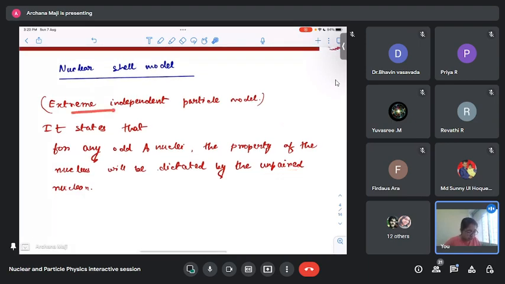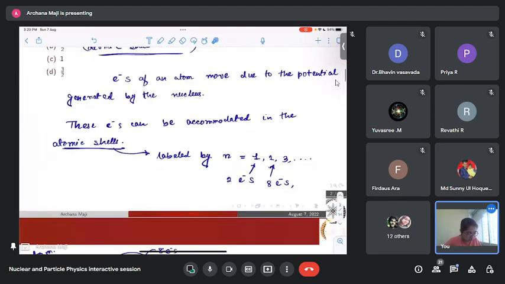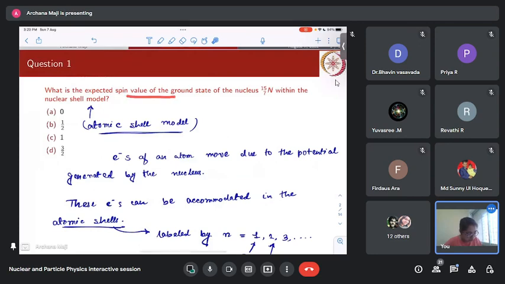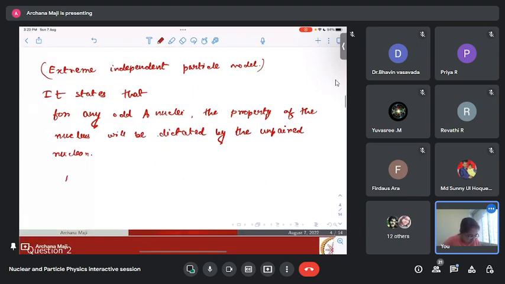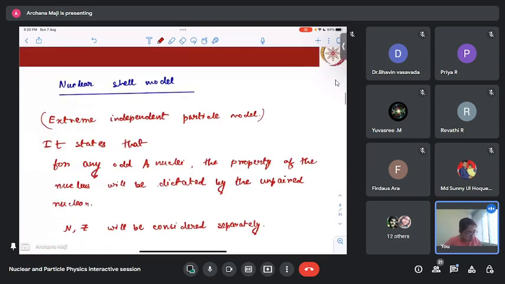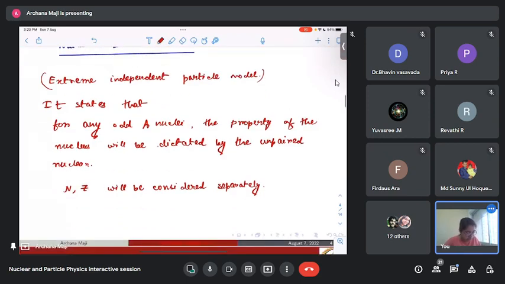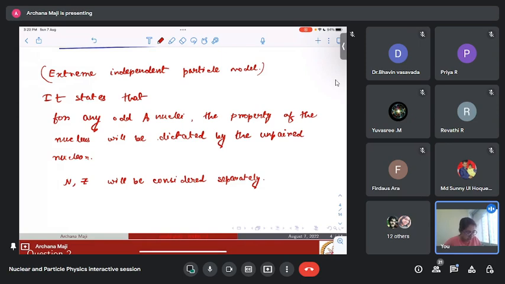Okay, so this particular concept will be used for the first three problems. So here we are asked to find out the spin value of the ground state of this nucleus. Okay, so in this extreme independent particle model, the neutron and proton will be considered separately, in the sense that, since we are talking about odd A nuclei, if Z is odd, then N has to be even, and if N is odd, then Z has to be even. So that's why these two, Z and N, have to be considered separately.